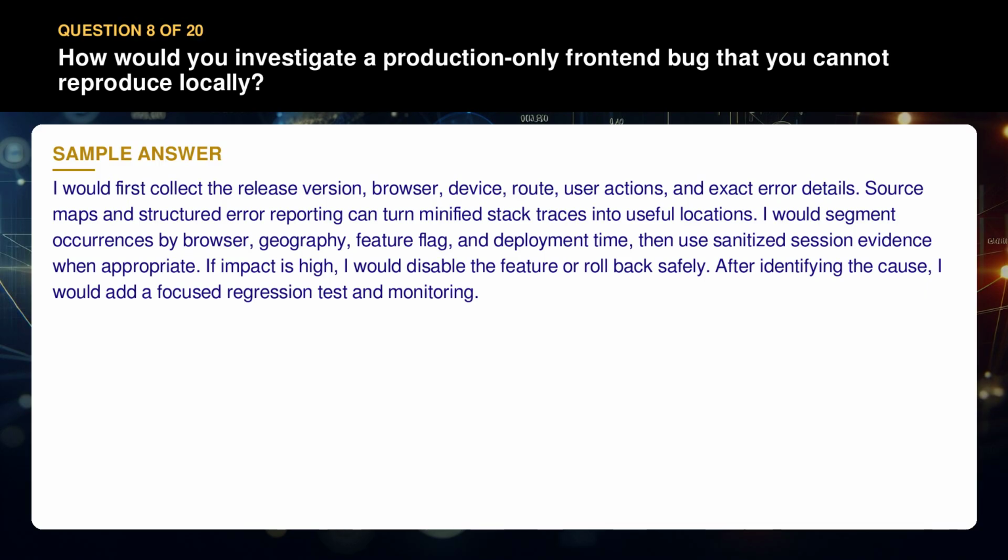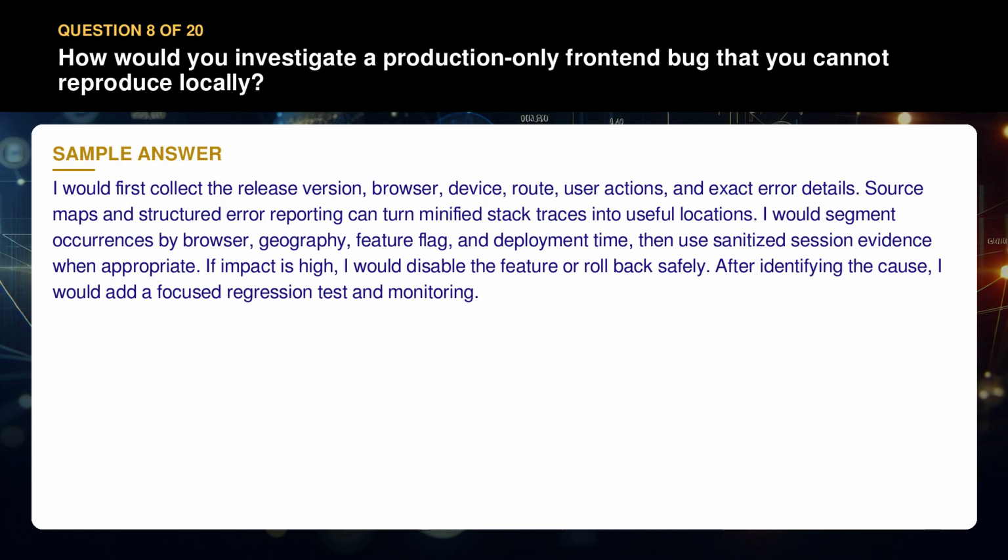I would first collect the release version, browser, device, route, user actions, and exact error details. Source maps and structured error reporting can turn minified stack traces into useful locations. I would segment occurrences by browser, geography, feature flag, and deployment time, then use sanitized session evidence when appropriate. If impact is high, I would disable the feature or roll back safely.